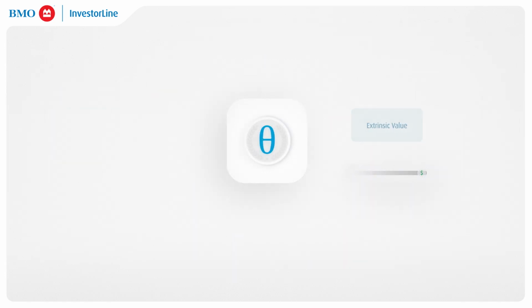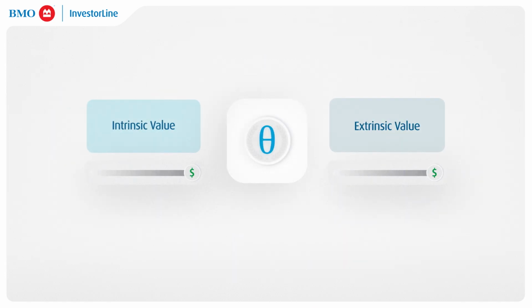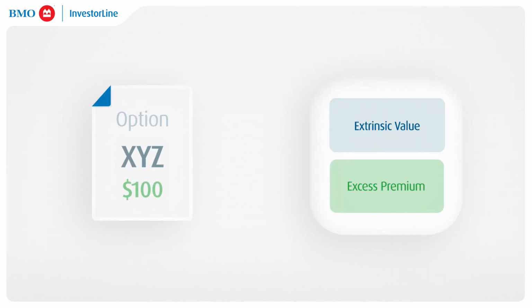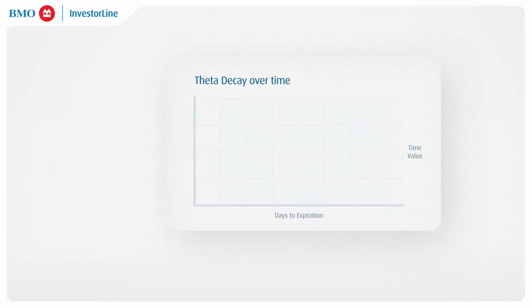It is also important to remember that theta only erodes the extrinsic value of an option, not its intrinsic value. Intrinsic value is dictated by how far the option is in the money. As a reminder, extrinsic value represents any excess premium above the executable, or in-the-money, value reflected in the option's price. Theta behaves differently depending on whether an option is at the money or out of the money.